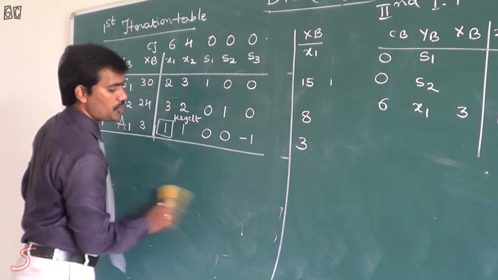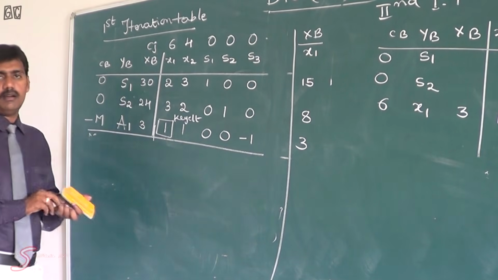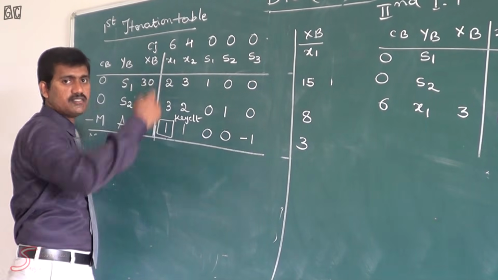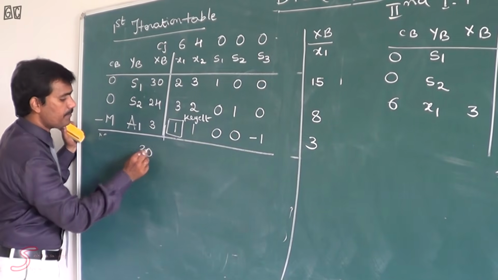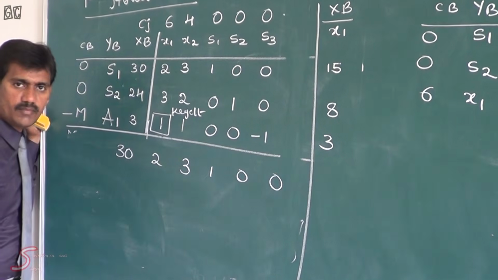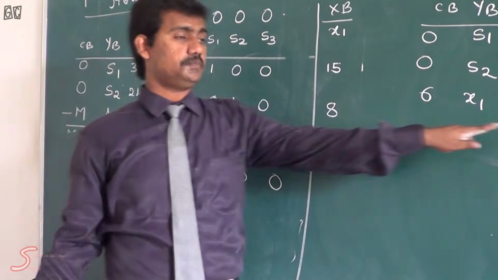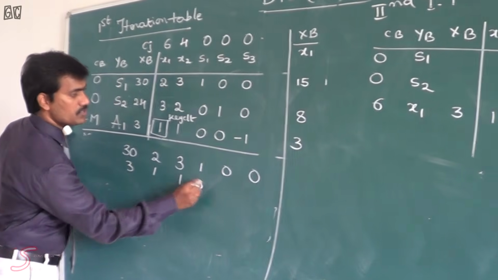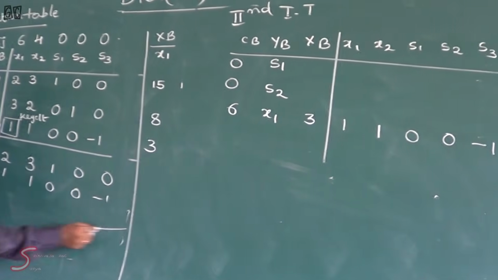Now I am taking some rough work here, all of you. We have to make this 2 as 0. So simply we have to write this row, 30, 2, 3, 1, 0, 0, with the help of the key row, that is 3, 1, 1, 0, 0, minus 1.